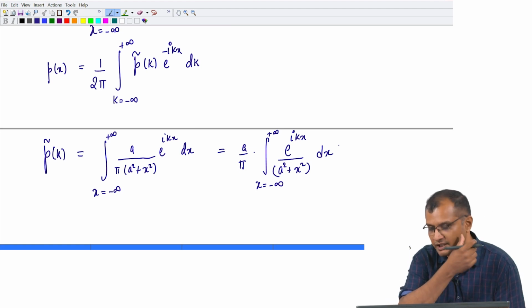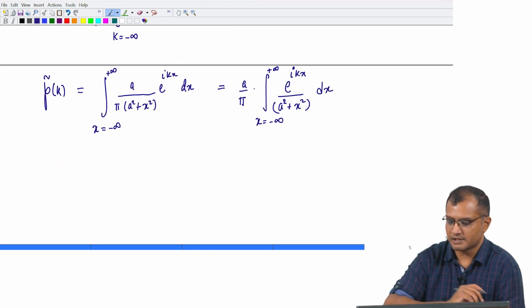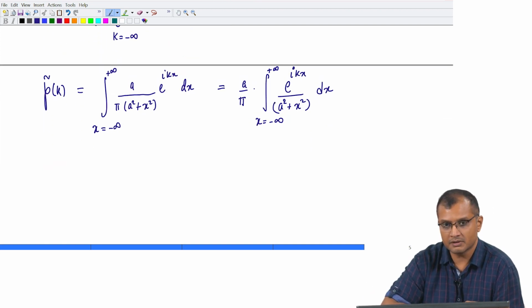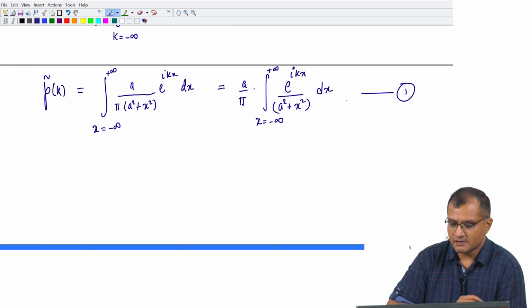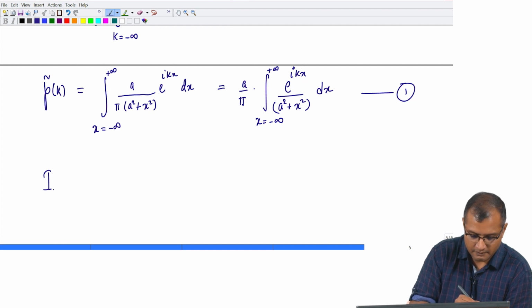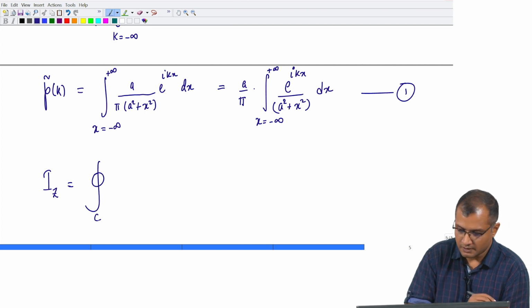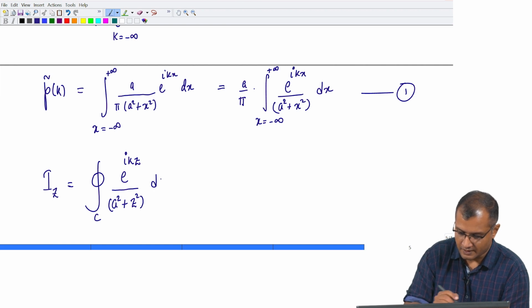Now, I expect that you have taken some course on complex variables, because I will be using a complex integration to compute this integral. I am going to call this integral 1 and say that instead of computing this integral, I will compute some integral in the complex plane, which is nothing but a contour integral of e to the power i k z over a square plus z square dz.